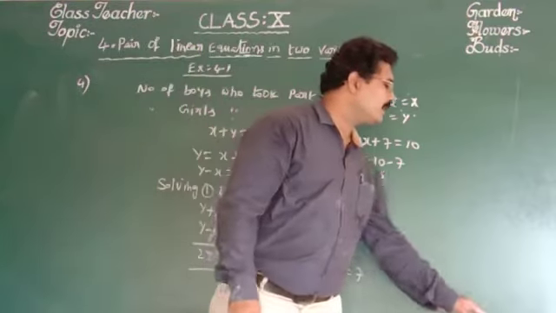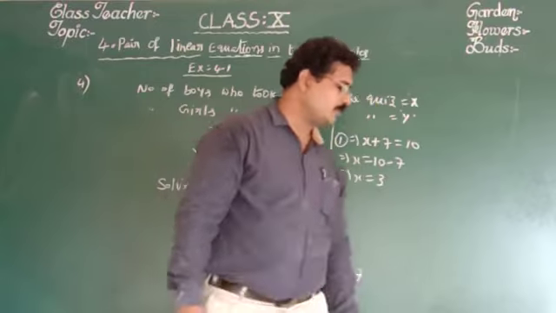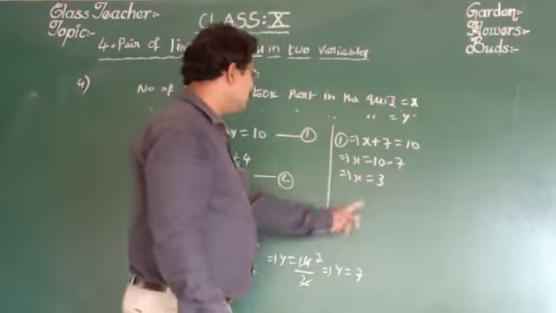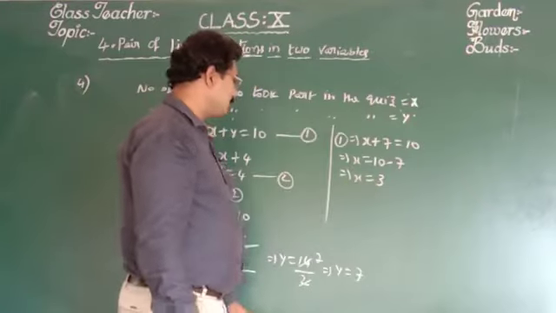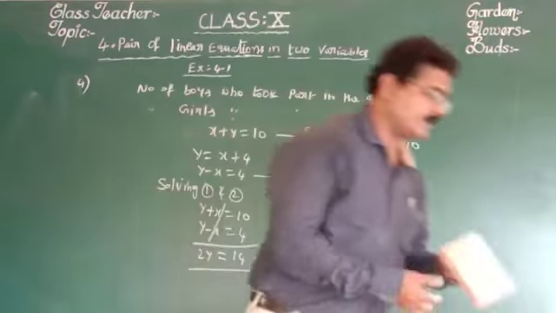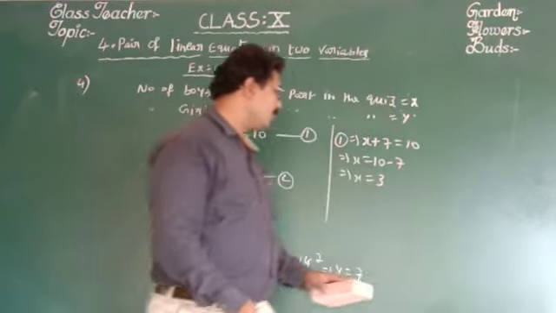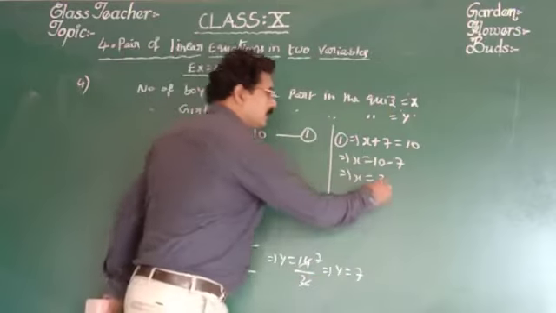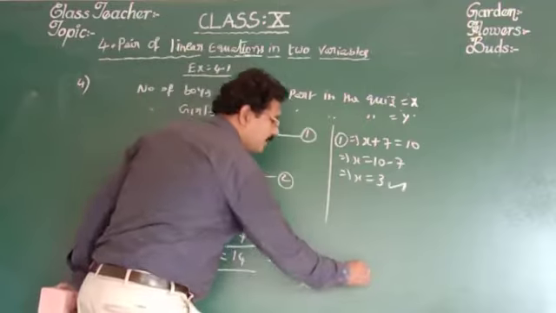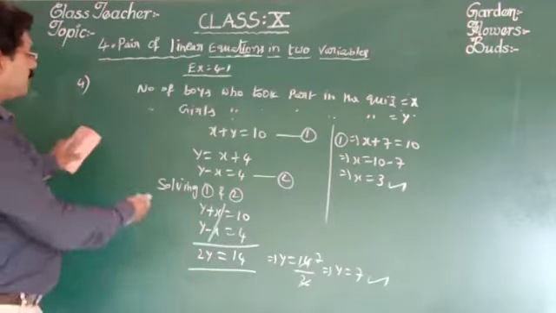Therefore, what we have to write? We write the conclusion: the number of boys who took part in the quiz is x, that is 3, and the number of girls who took part in the quiz, y, is equal to 7. So this is the way to do the problem. Please note this down.